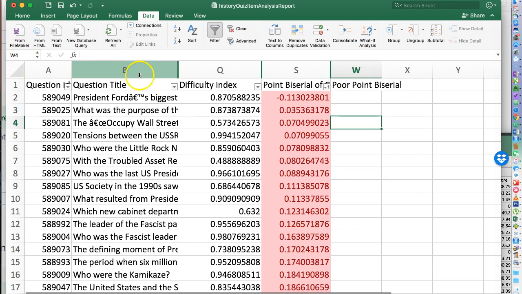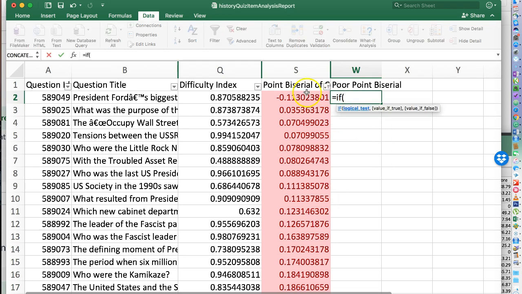Now something that you want to do is you can do a poor point biserial flag. That way you don't have to keep track. If you go through the images or you're going through the website, you would have to write this all down. The nice thing about exporting is then you can keep track. So what we can do here is if this is less than 0.25, then give it a 1, otherwise it's a 0.